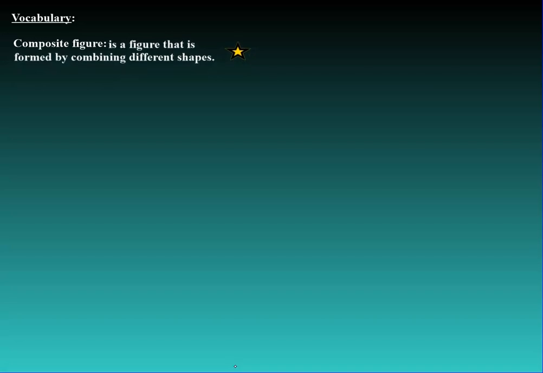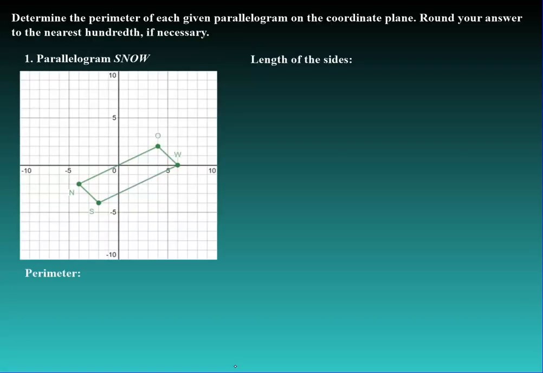Vocabulary. Composite figure is a figure that is formed by combining different shapes. Determine the perimeter of each given parallelogram on the coordinate plane. Round your answer to the nearest hundredths if necessary.